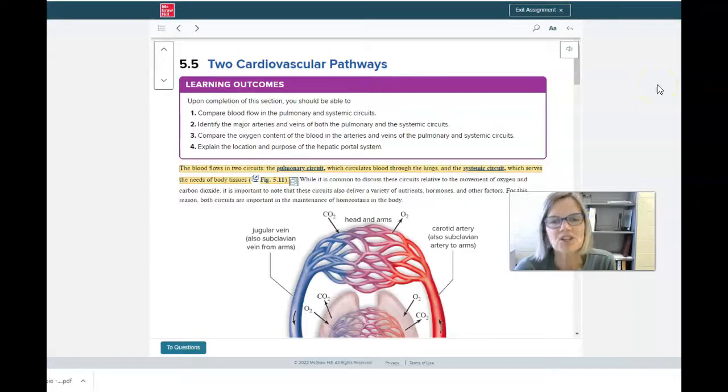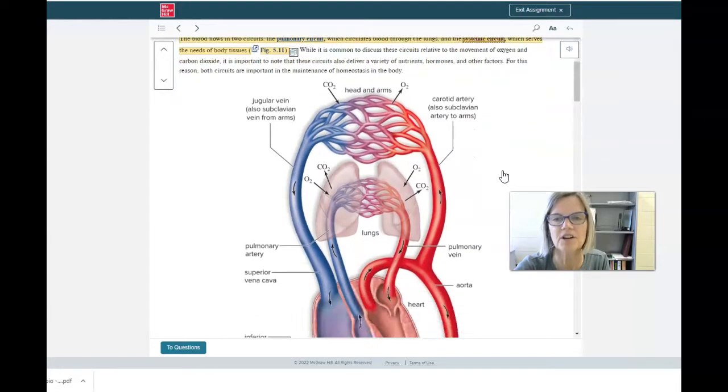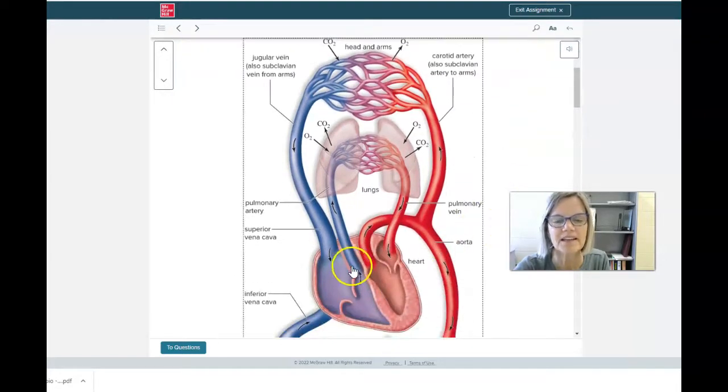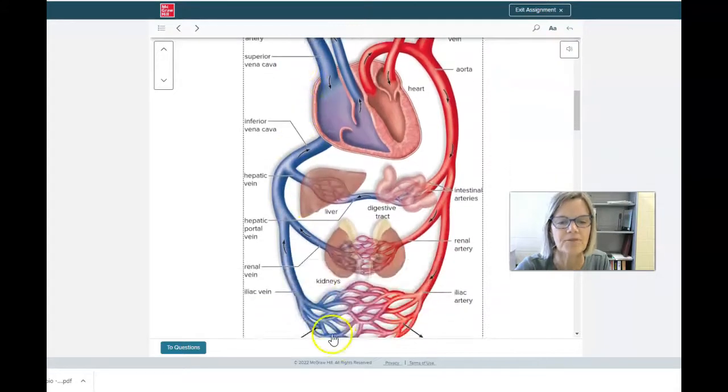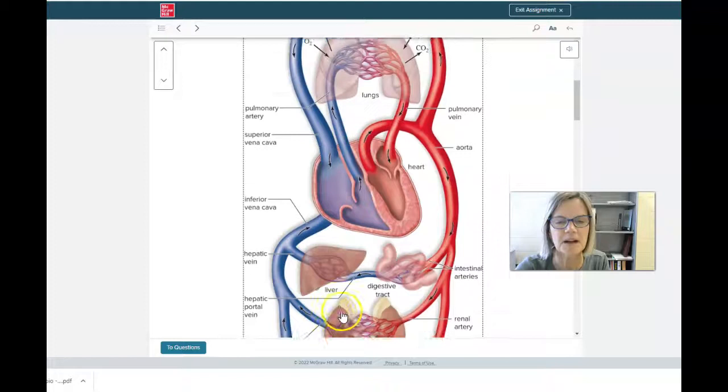In this video, we're going to talk about section 5.5, which covers two cardiovascular pathways: the pulmonary circuit and the systemic circuit. When you look at the flow of the blood through the heart, which we've already started doing, you see that deoxygenated blood comes from the body. Here we have blood from the head and the arms, and from the lower body too, from the organs and the rest of the body.